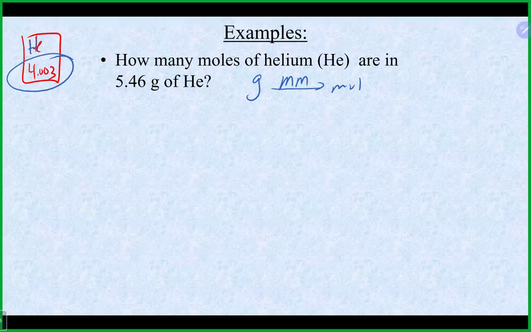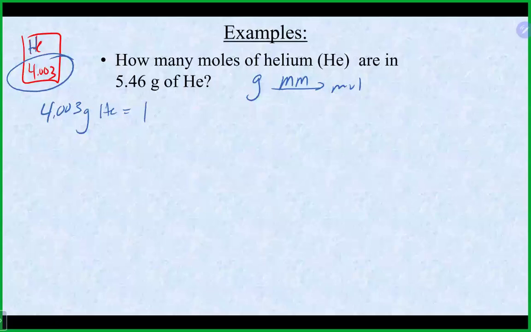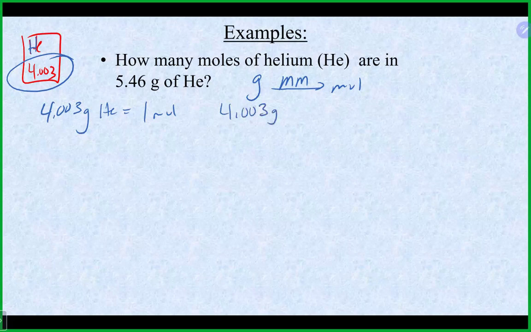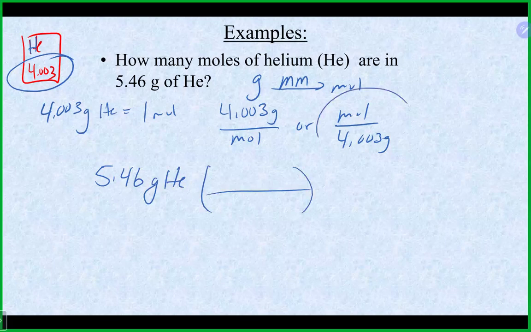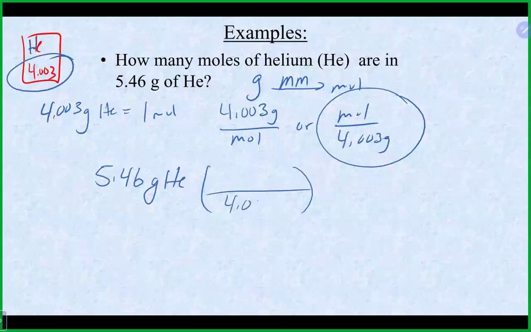That basically tells us that there are 4.003 grams of helium in 1 mole. That's going to give us our conversion factors of the molar mass, 4.003 grams per mole, or if we needed to, moles over 4.003 grams. So we're just going to set this up with dimensional analysis here. Opposites cancel. So we're going to go 5.46 grams of helium. Again, grams of helium up on top, and to get rid of them we're going to go opposite location with the grams. That's going to go 4.003 grams per mole of helium.